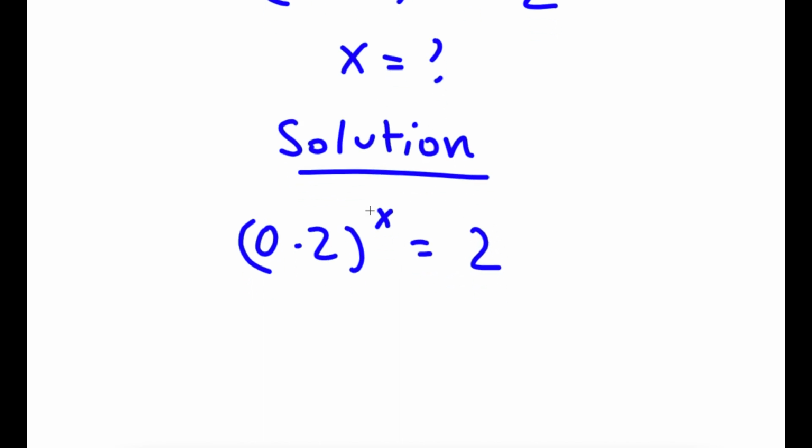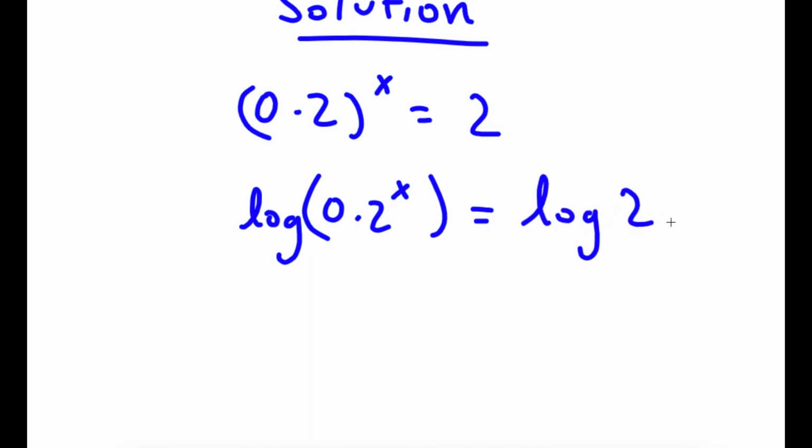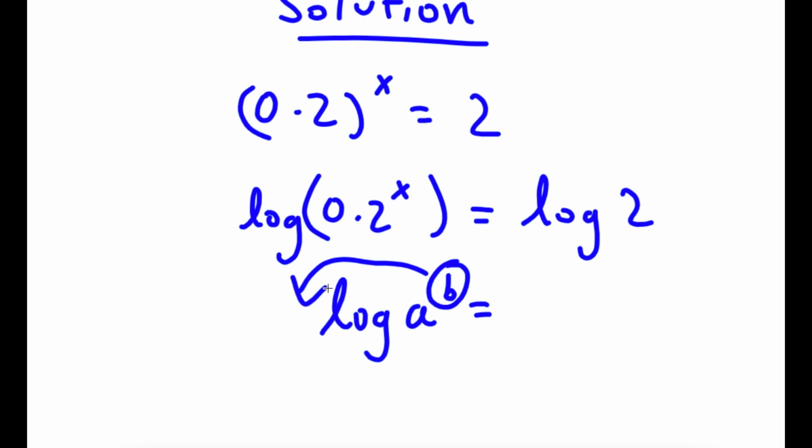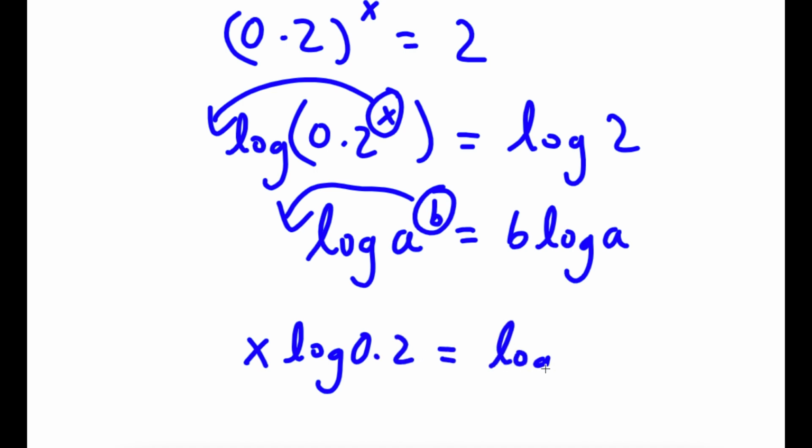Now I'm going to take the log on both sides. So I have log 0.2 to the power of x is equal to log 2. And if I have something in the form log a to the power of b, I can actually move this exponent b to the front. So this can equal b times log a. So in this case, I have log 0.2 to the power of x, and I can move x to the front. So now I have x times log 0.2 is equal to log 2.